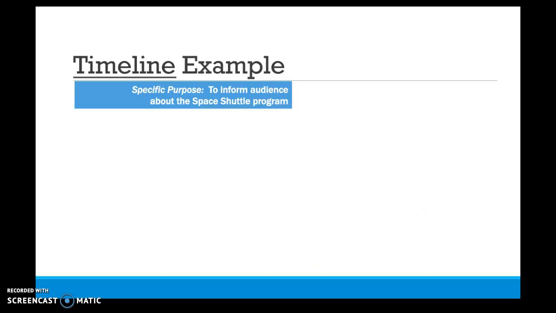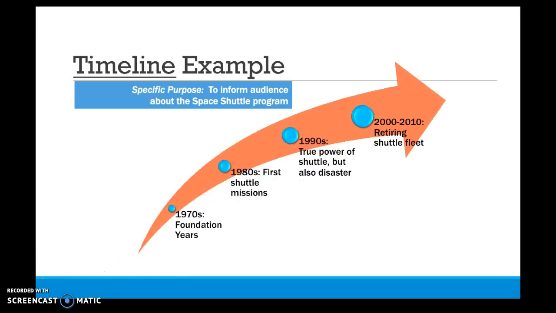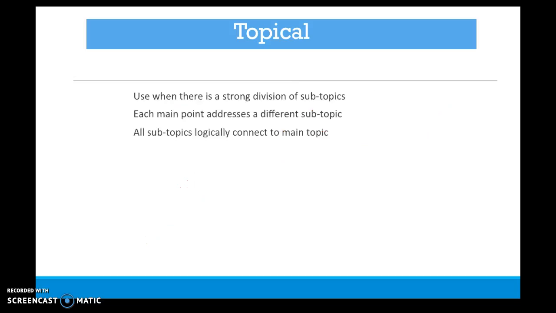Here's another timeline example. Creating a timeline might work like this. So this specific purpose here, to inform the audience about the Space Shuttle program. And then they're doing it chronologically. So again, these are different examples of how to use chronological order for demonstration speeches or informative speeches in general.